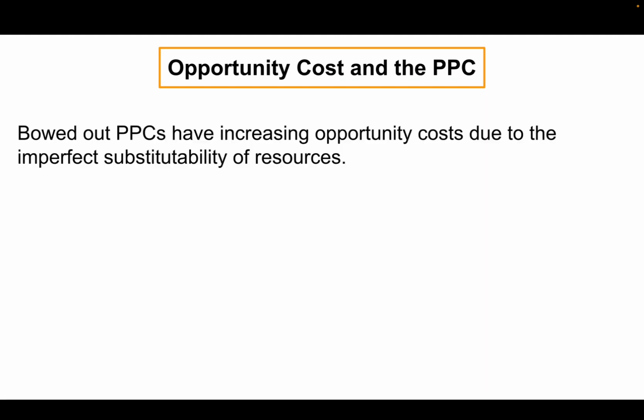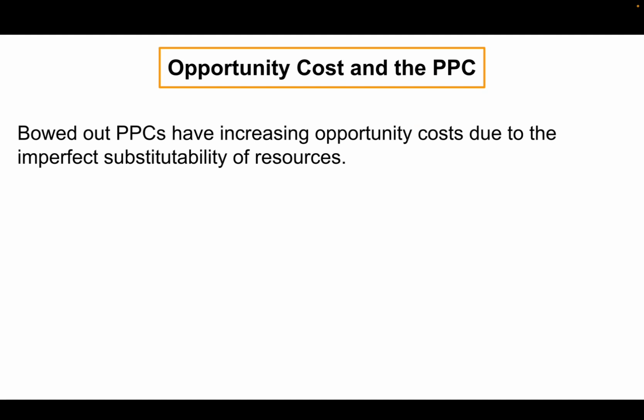And that's the idea that a bowed out PPC has increasing opportunity costs, right? So the more and more of one good that you produce, the more and more of the other good you have to give up to do so. Okay, that's the idea of increasing opportunity costs. Those costs keep getting bigger.